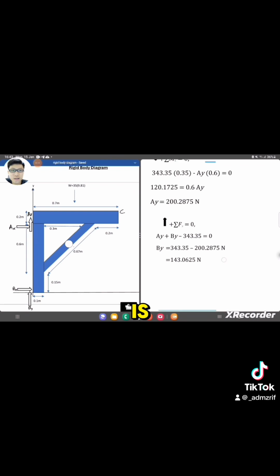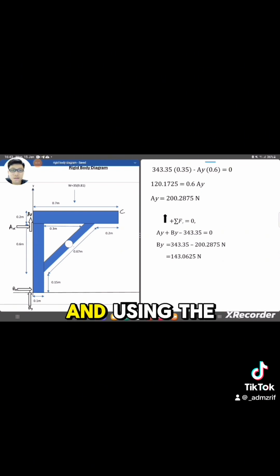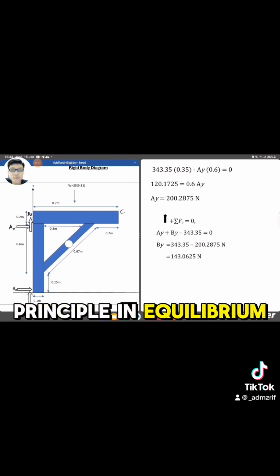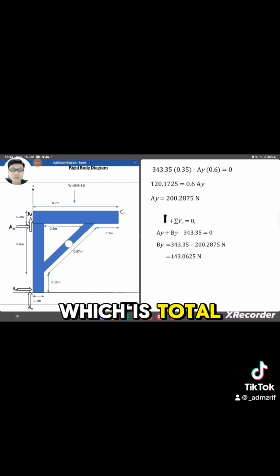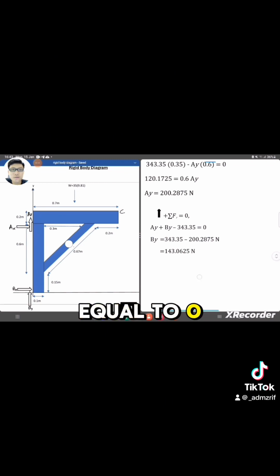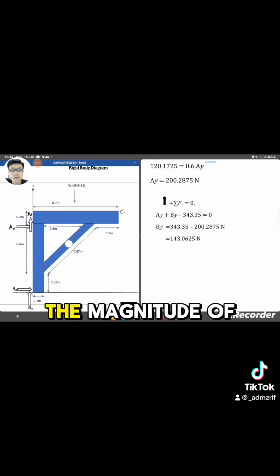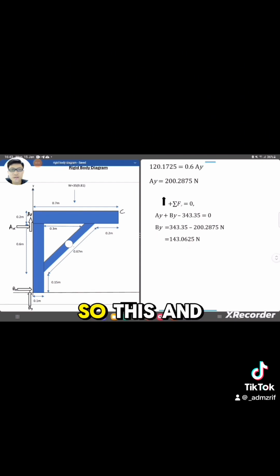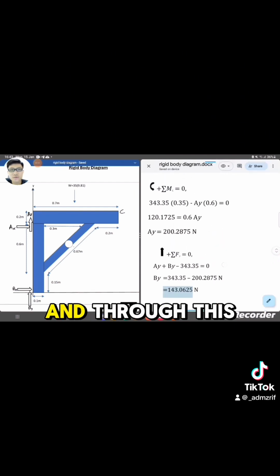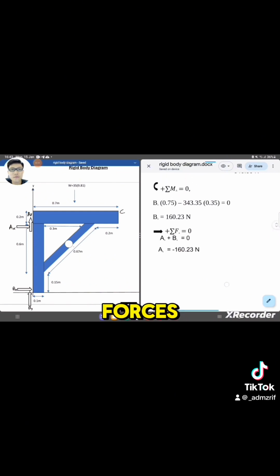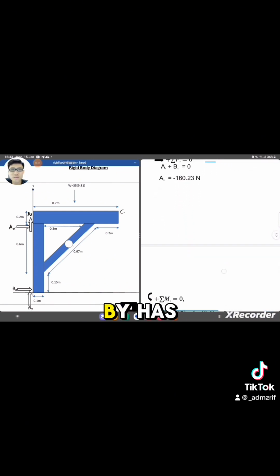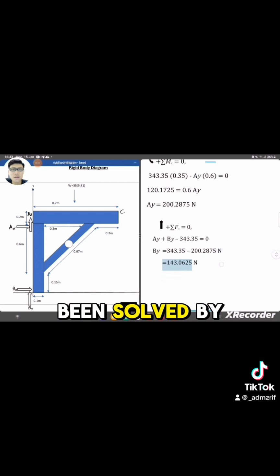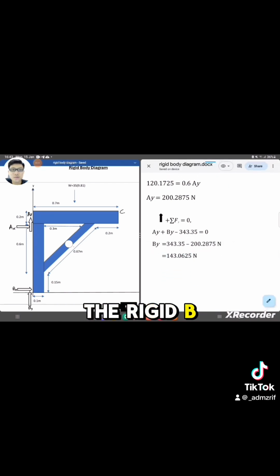The last step is using the principle of equilibrium, which is total vertical force equals 0, Fy equals 0. So we find out the magnitude of BY. Through these steps we can see that all forces AX, AY, BX, BY have been solved by using the rigid body diagram. So that's all for my part. Thank you.